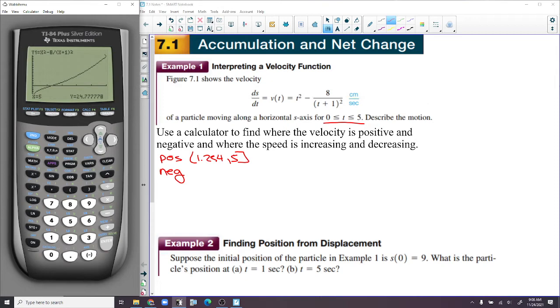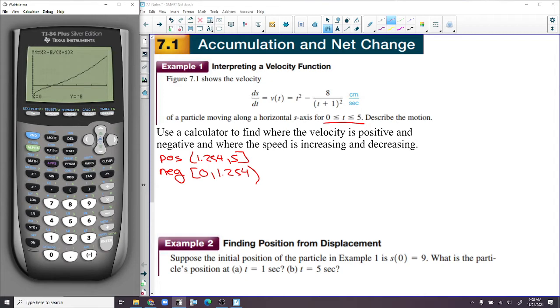So negative from 0 to 1.254, and we're going to include 0 again this time because 0 has a negative velocity. It's negative 8, actually. Speeding up and slowing down.